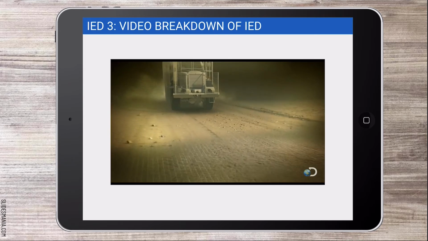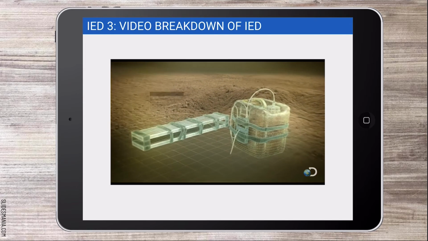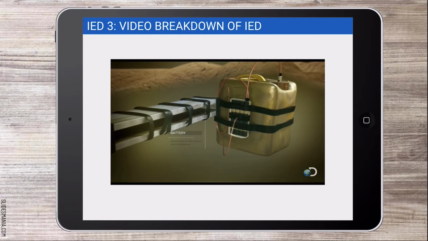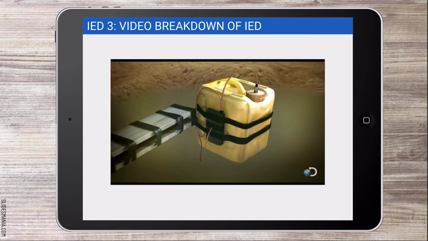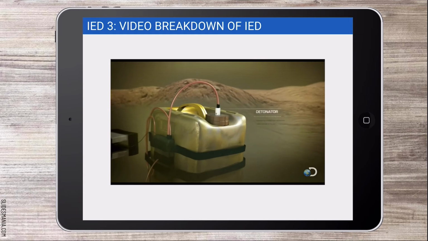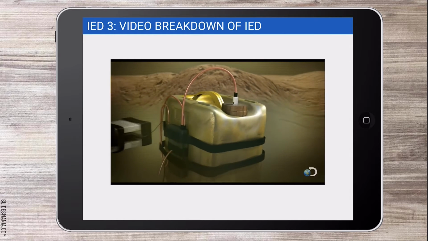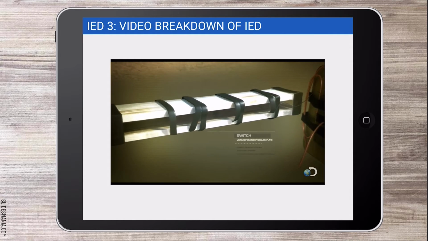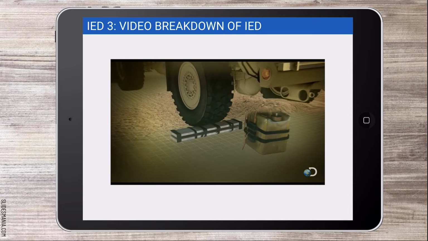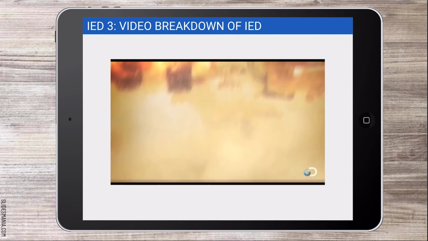Most IEDs are made from a few simple parts. A power source, like batteries. A main charge, like homemade explosives. A detonator, to set off the main charge. And a switch, like a pressure plate or tripwire that closes the circuit and triggers the IED.